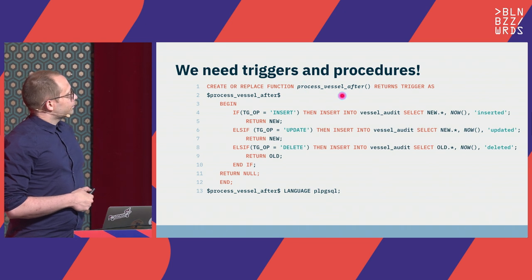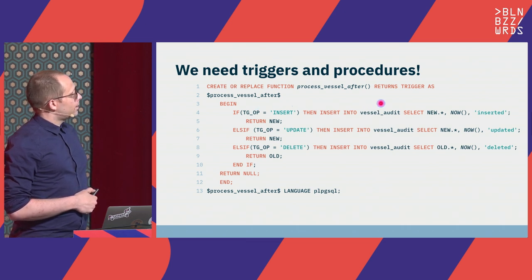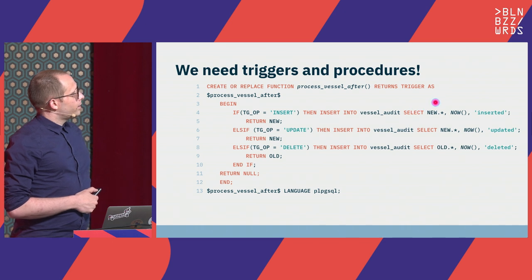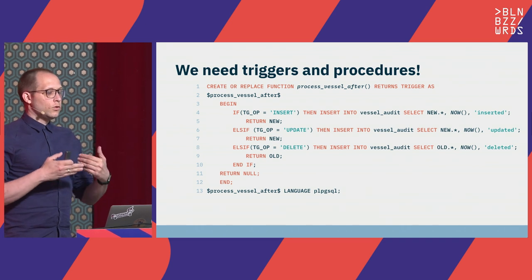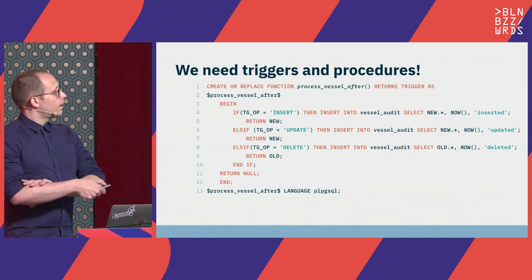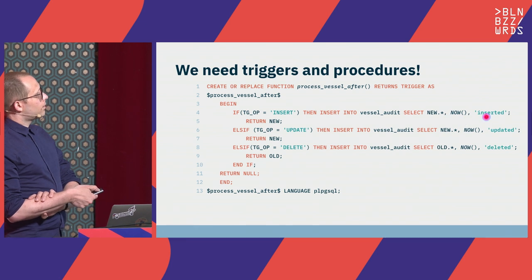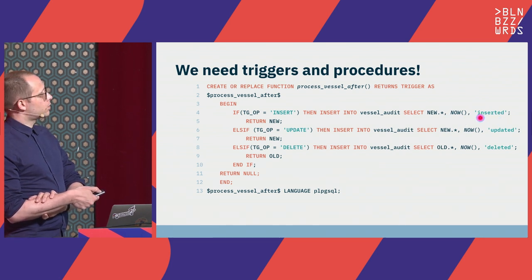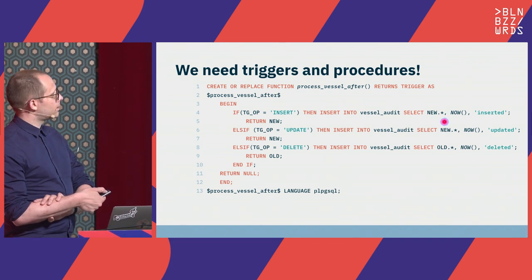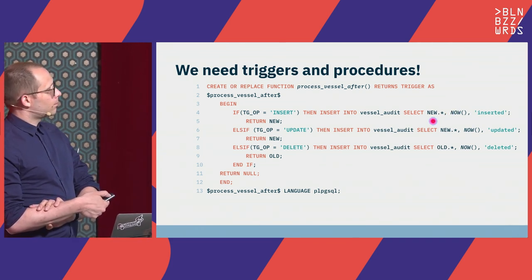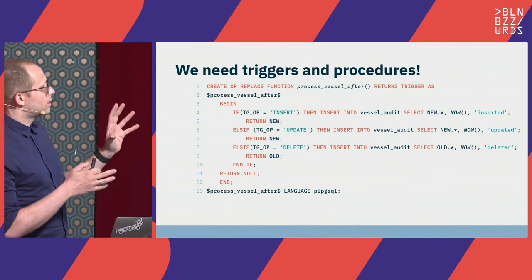In Postgres, this looks like this. We are creating a function, which returns a trigger. And if the trigger operation is insert, then we insert into the vessel audit table all the values from new. This is an implicit variable containing the new values to be inserted into the table. And we add the current timestamp and the operation inserted to it. Those are the last two columns. In production, I would not recommend doing this with new dot asterisk because it's a little shaky. I would just use the field list. This is just to keep this slide a little shorter because it barely fits the code on the slide.